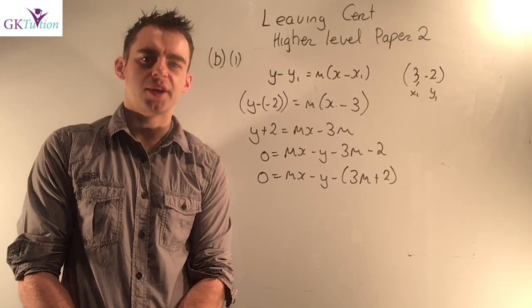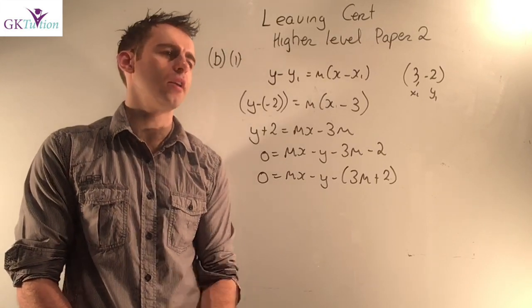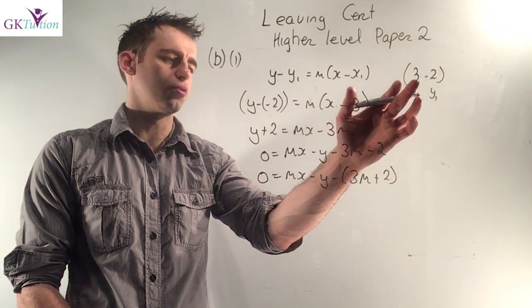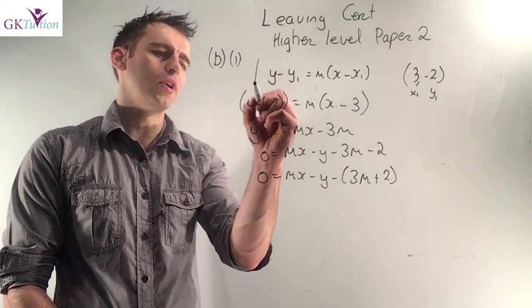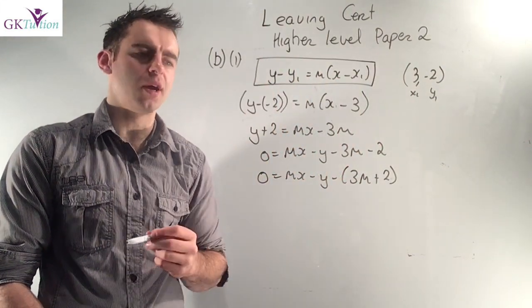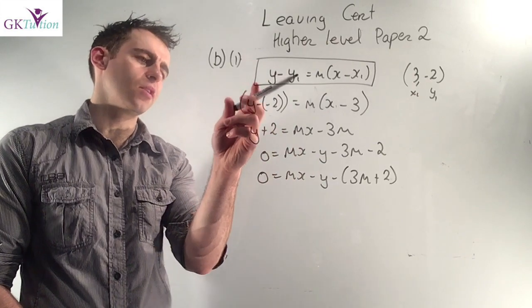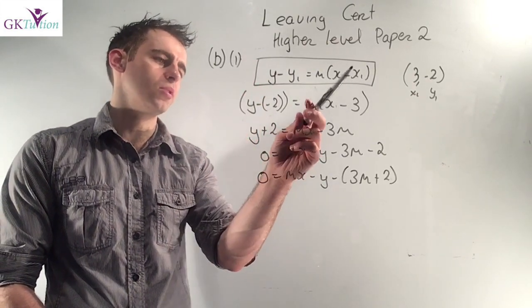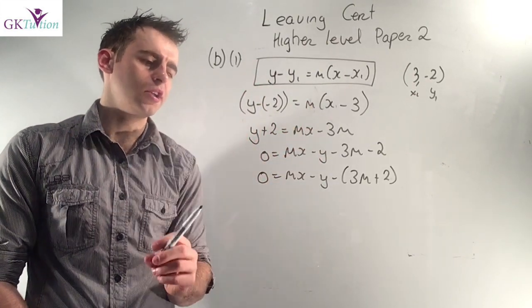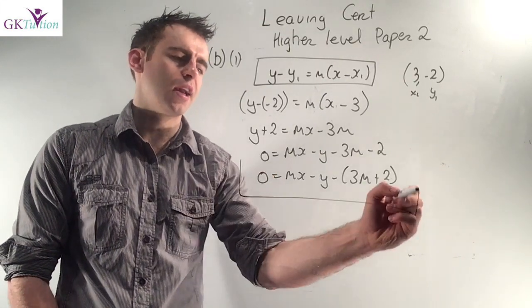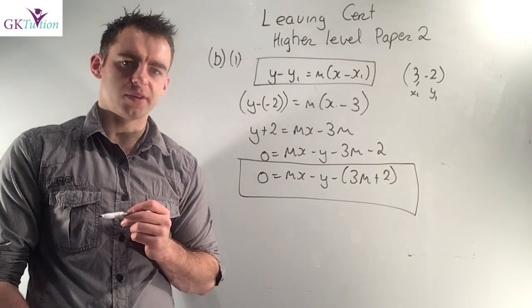Okay, the next part of the question, I need to find the equation of a line that goes through the point (3, -2). So to get the equation of a line, I just sub into this formula from my log tables. If you sub it in, instead of y1, you put in minus 2. Instead of x1, you put in minus 3. You just simplify it down, and you get to the answer they were looking for, and there were 5 marks for that as well.